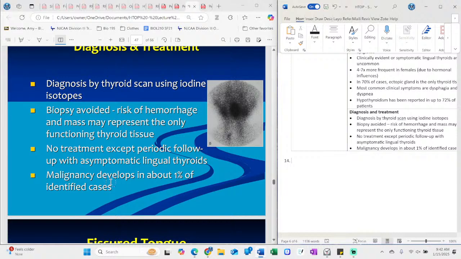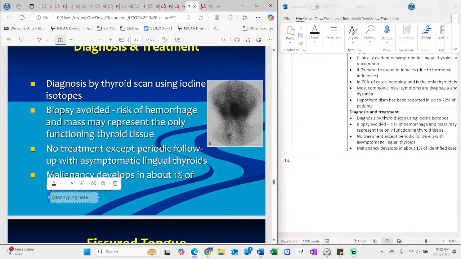Malignancy has been reported in about 1% of these ectopic thyroids, like lingual thyroid carcinoma. But lingual thyroid carcinoma is reported to be more common in males than in females, whereas females are more likely to have the ectopic thyroid. So it is recommended that in males who have ectopic lingual thyroid, it should be taken out for preventive reasons after 30 years of age.